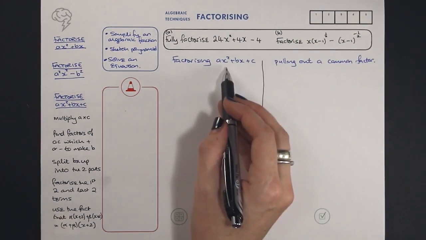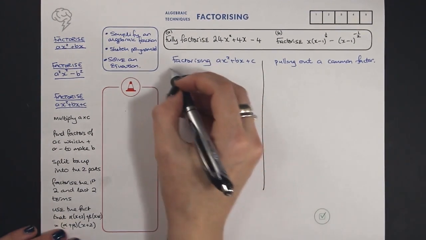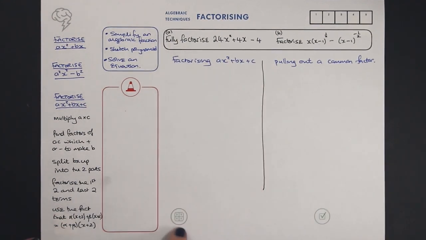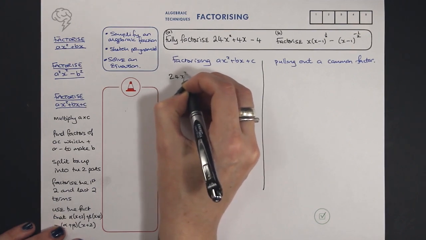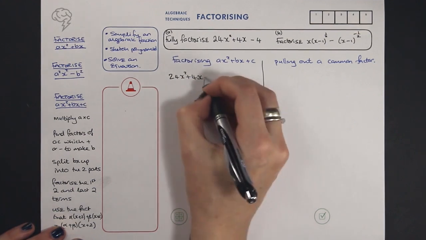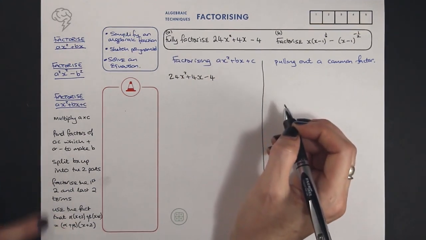Now the method I'm going to show you for factorising a quadratic is the one that I use. I really like it. If you've got a better method, then feel free to use that. And I'm going to show you at the end a little cheat that we can do, so we don't actually have to use this method. If we've got these coefficients, 24 and 4 and minus 4, we can actually cheat. And I'll show you that in a minute. But first I'm going to show you this method.